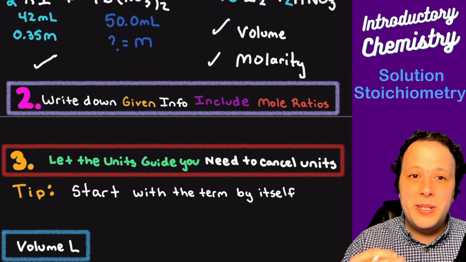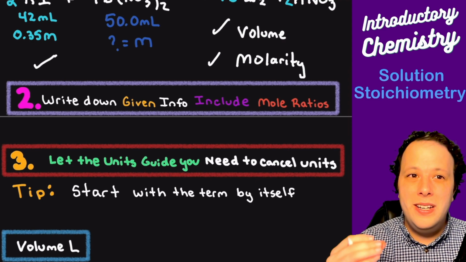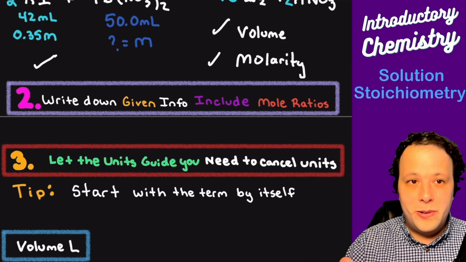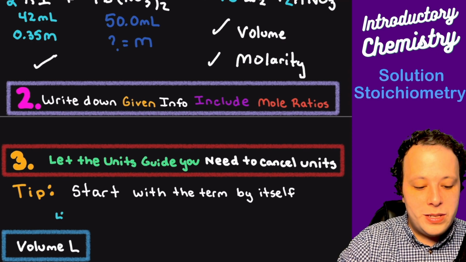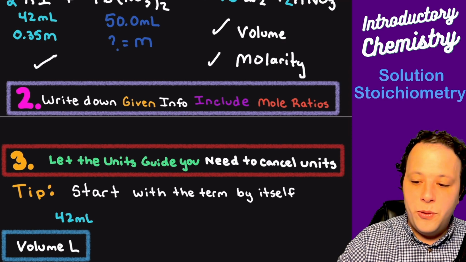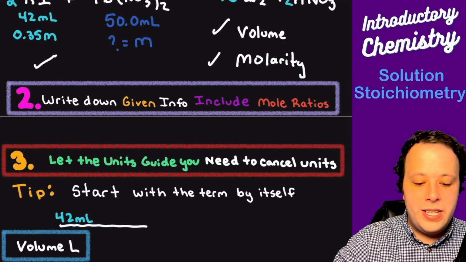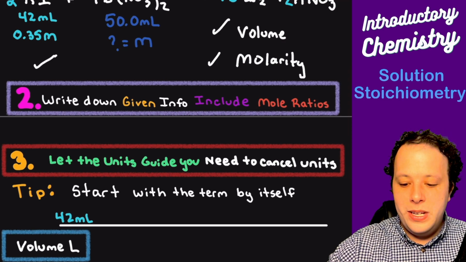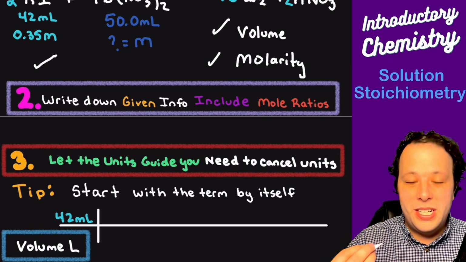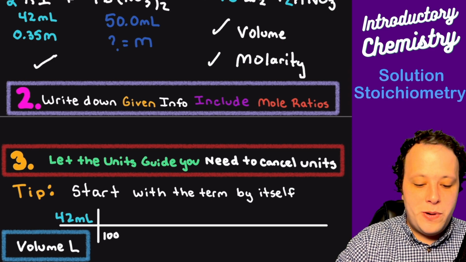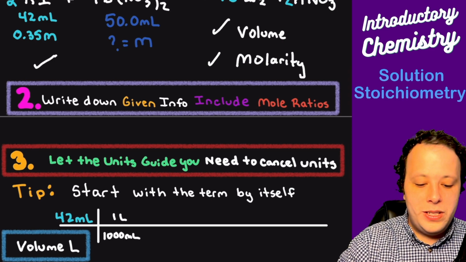When we are doing these different conversions, we always want to start with the term by itself, which in this case is the volume. So we'll start with the 42 milliliters and convert that to liters, so that we can get to using our molarity, which is our next term. If you remember, 1,000 mLs is equivalent to 1 liter.